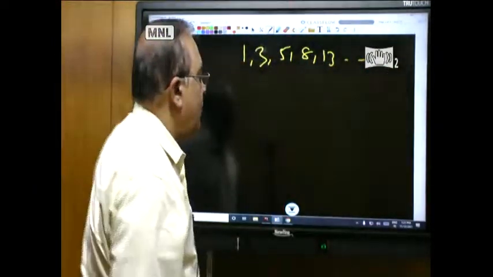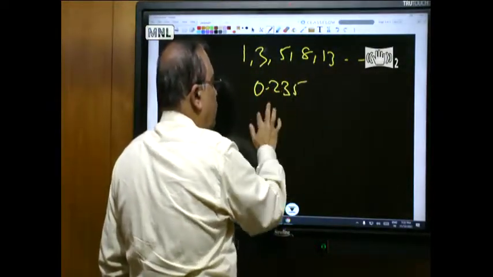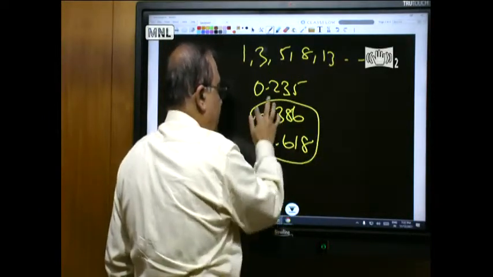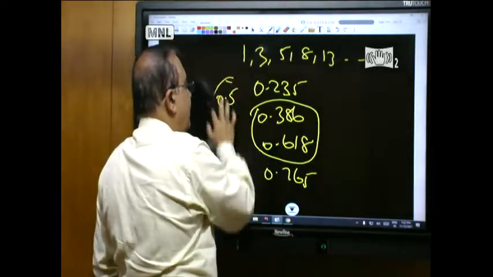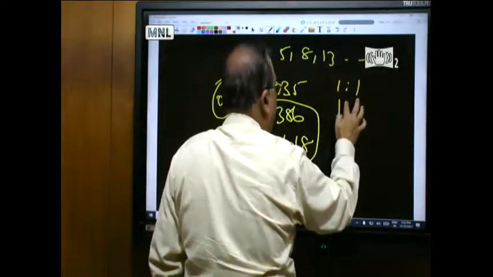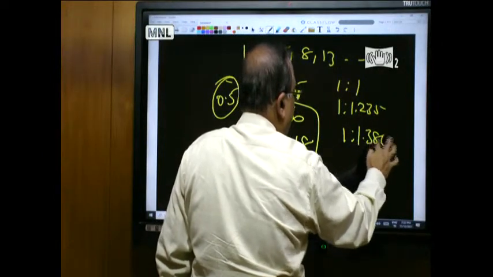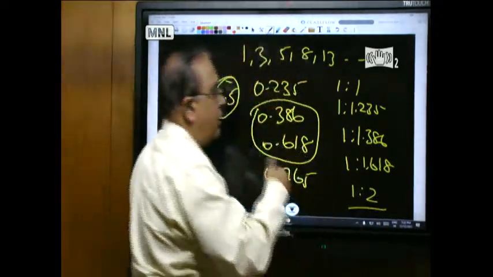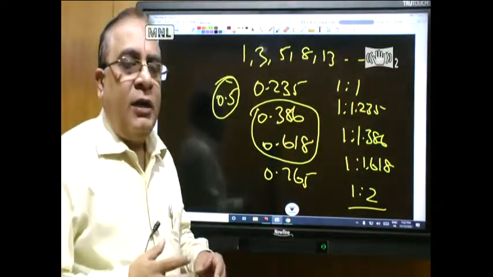So this is one. And more important applications generally comes in terms of ratios. So this is what we have seen: 0.235, 0.386, 0.618, out of which these are two important ratios, 0.765. Now this 0.5 is not a Fibonacci ratio, but nevertheless traders use this 0.5. So similarly on the upside, after 1:1, use 1:1.235, then 1:1.386, then 1:1.618, 1:2. So these are on the upside for projections which are generally used.